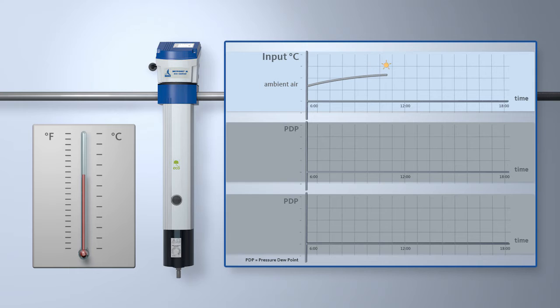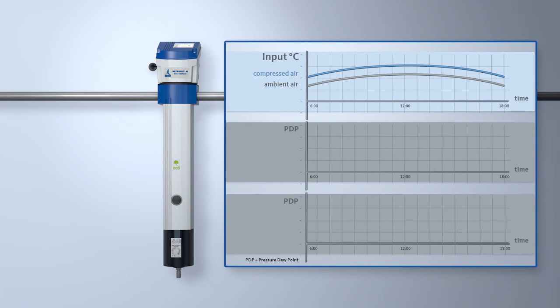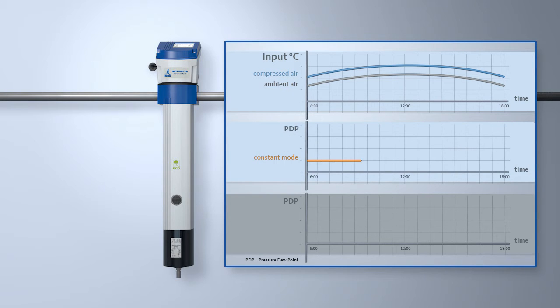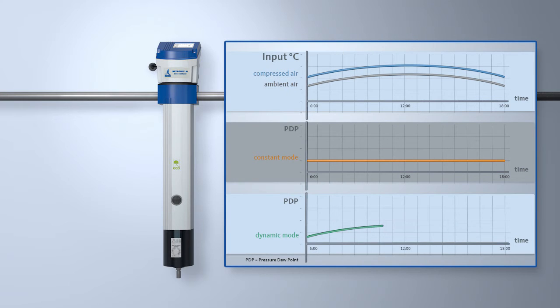Compressed air systems usually operate at an ambient air cooling level, whereby the compressed air temperature is generally some degrees higher than the ambient temperature, which fluctuates over the course of the day. In constant mode, the pressure dew point is constantly kept at the set level. In dynamic mode, the difference between the compressed air temperature and the pressure dew point outlet can be set.